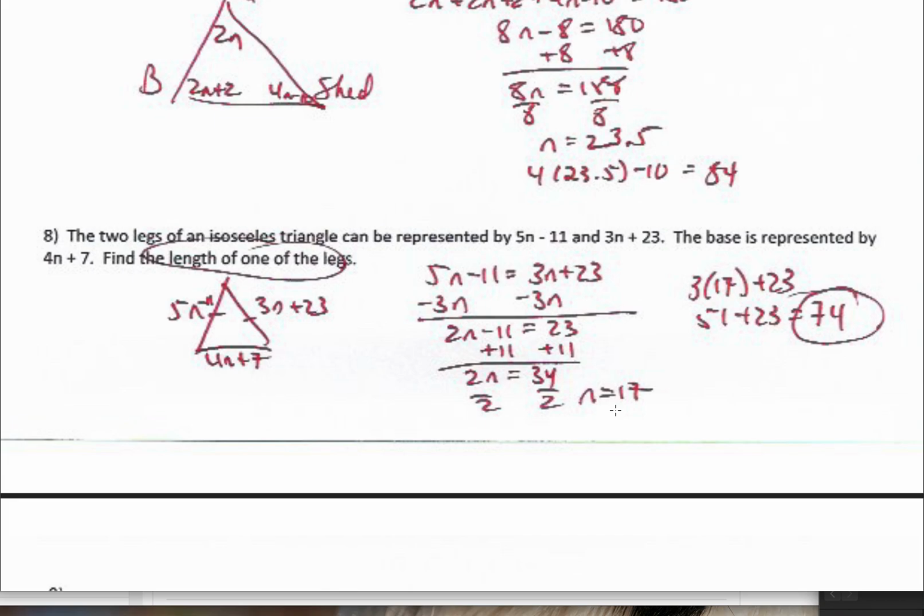But don't stop there, because it wants the length of one of the legs. What are they asking for? 3 times 17 plus 23 is what they're asking for. That's 51 and 23 is 74. So that is numbers 1 through 8.